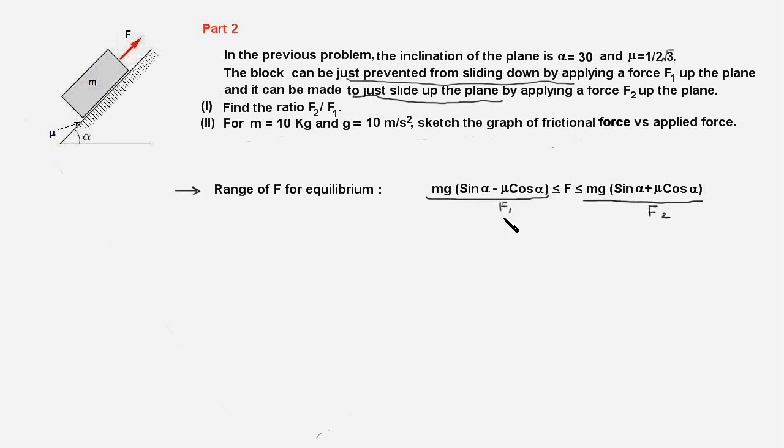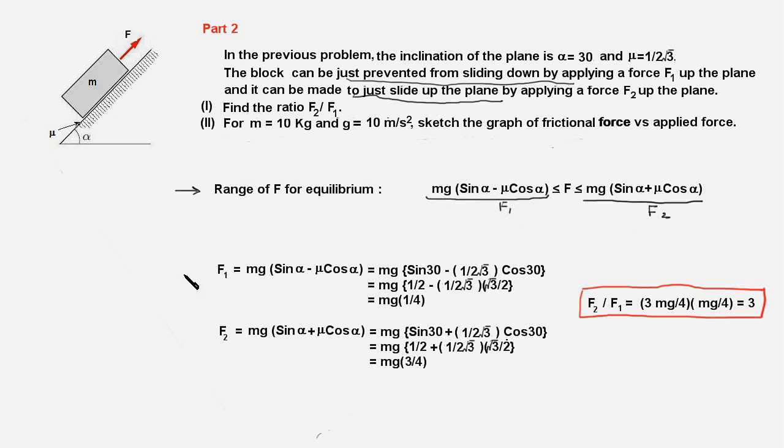The applied force, when it is less than F1, the block will slide down, and when the applied force is larger than F2, the block will slide up. And therefore, F1 is the force at which the block is just prevented from sliding down, and F2 is the force at which the block is at rest, but a slight increase would make it slide up.